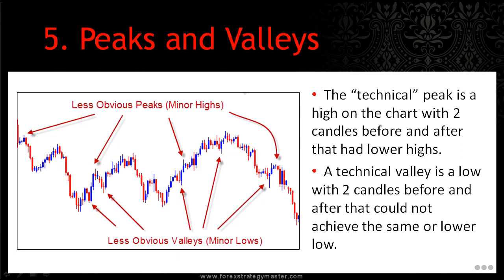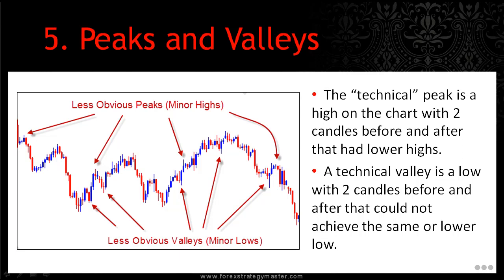A technical valley or a technical low is a low where the 2 candles before and the 2 candles after could not achieve the same or lower low. Again, we're looking at the chart where the arrows are pointing to the different lows. We find that there is a candle that has the previous 2 candles and then 2 candles after it could not achieve the same kind of low. This makes a technical low spot.